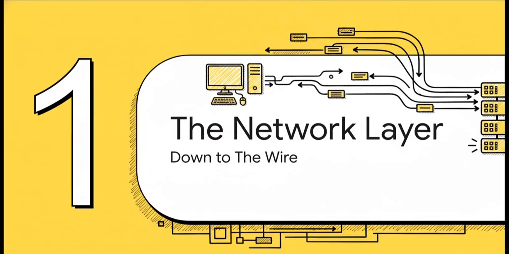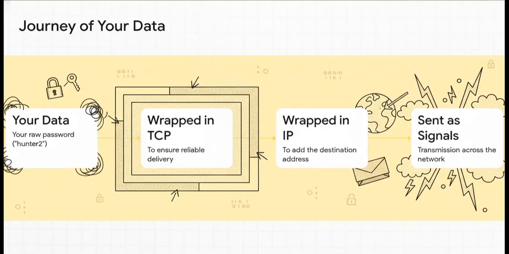Okay, the very first layer we're going to peel back is the network itself. We're moving away from the pixels you see on the screen and diving down into the raw information as it literally flies across the wire from your computer to the server. So your password doesn't just get shouted out into the void. It gets carefully wrapped in multiple layers, almost like a digital Russian doll. This whole process is called encapsulation. As you see here, first it's wrapped in TCP to make sure it all arrives in one piece, then it's wrapped in IP to get the right address, and only then does it turn into electrical signals on a cable. Each layer adds a critical instruction for the journey.